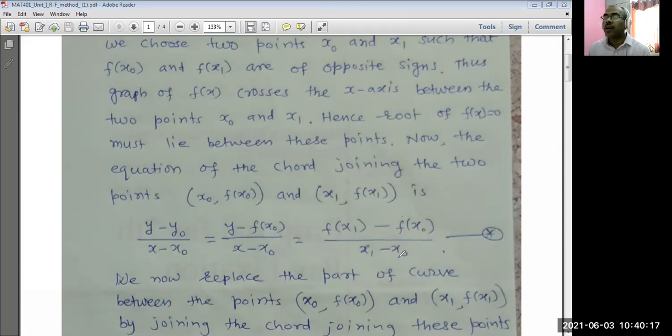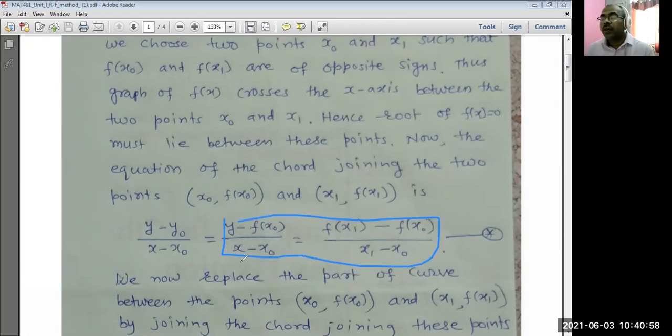Because x0, y0 and x1, y1 are known, you can have a slope. So this right hand side is called the slope of the straight line which passes through a given point, right? So the equation of a chord is this one, written in equation star. So this is the equation of the chord, which touches the x-axis.